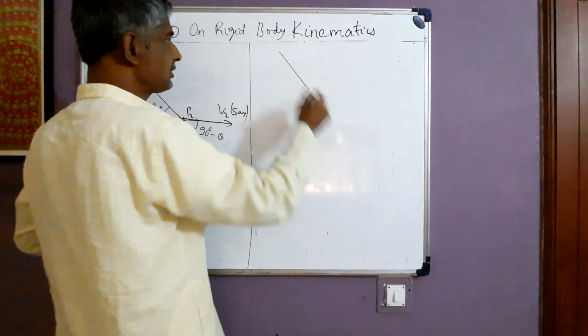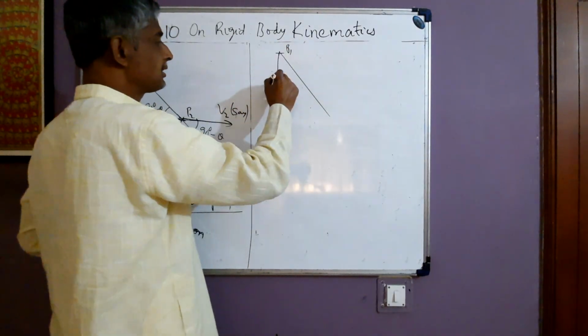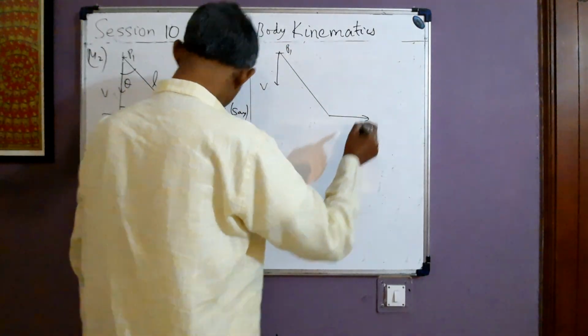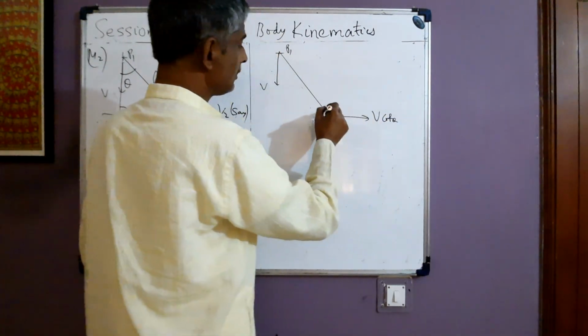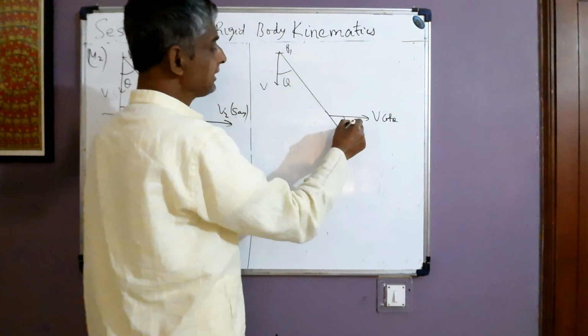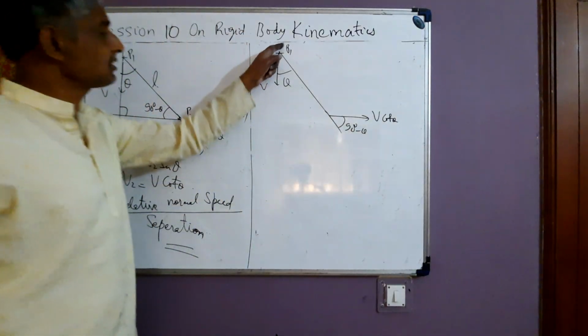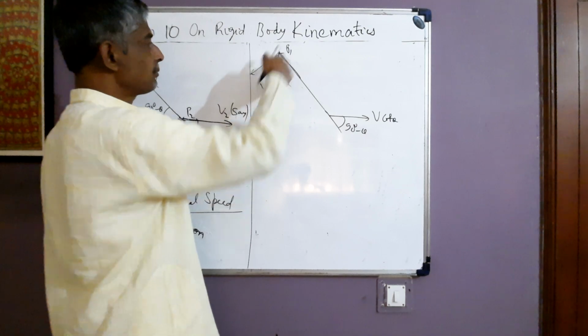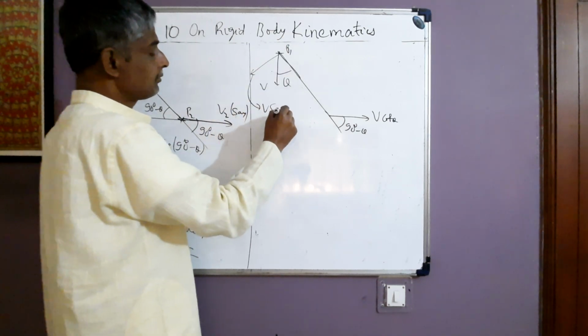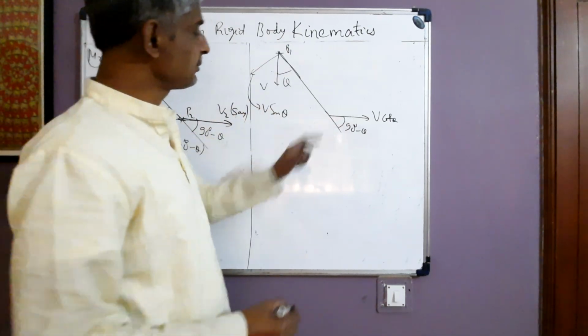So, consider this rod, P1. Velocity of P1 is V in rightward direction. P2 is V cot theta in rightward direction. This angle is theta, this angle is 90 minus theta. So, what is the normal speed of P1? This is V sin theta. Normal speed of P1 is in this direction, how much? V sin theta. And what is the normal speed of P2?